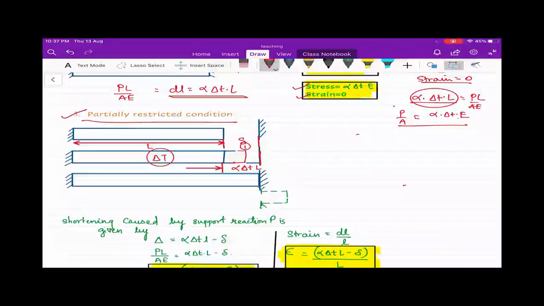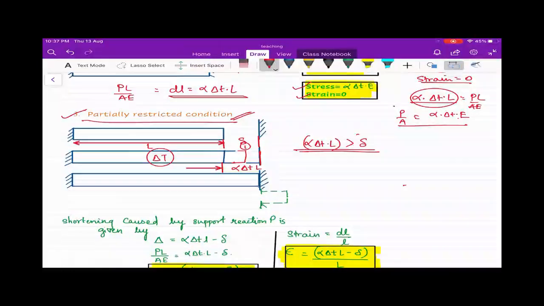Now let's talk about the third condition. The third condition is the partially restricted condition. Before applying this condition, please keep a note of one thing. The free expansion of the bar or material which we are taking into account should be greater than the space provided. Okay, it should be greater than the space provided.